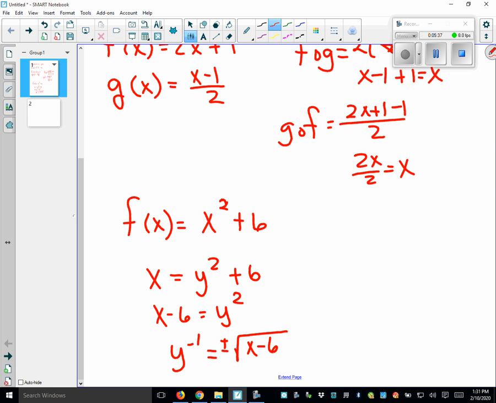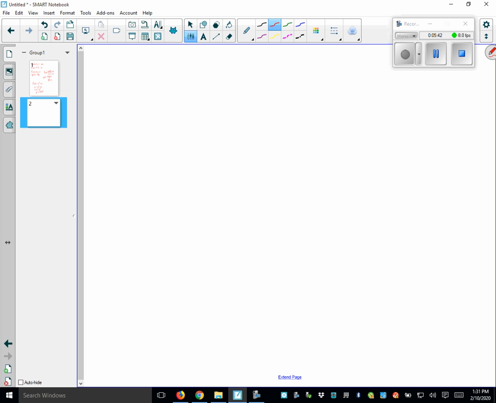Okay. All right. Evaluate this function. Round to 4 decimal places. If f of x is 4 to the x, what is f of radical 3?